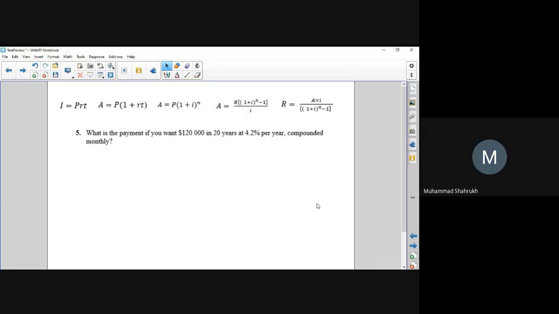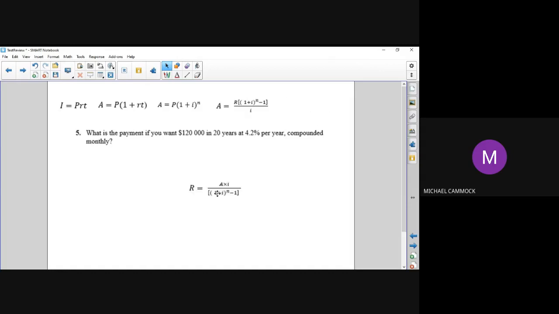Equation 4. Okay, let's look at equation 4. What is the payment? Equation 4 tells us the amount that you'd have if you put a certain payment in. That was like what we had on the last question, but this one is different because this one says you know what your amount is. Your amount is $120,000. So what you're trying to figure out is, what do I put in every month to get to that $120,000? And that's what this R represents.